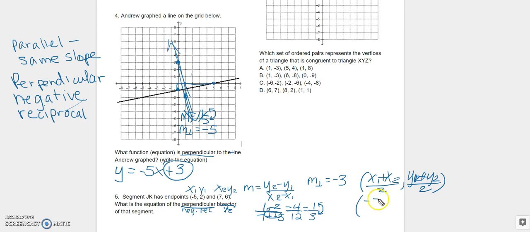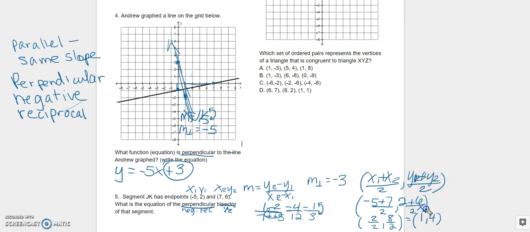So I'm going to have negative 1 plus 7 divided by 2. And I'm going to have 2 plus 6 divided by 2. That gives me 6 over 2. And that gives me 8 over 2. And if I keep simplifying, I'm going to have (3, 4). Okay, so that means that (3, 4) is on my line. That's the midpoint. And I know the slope of my line going through there is negative 3.